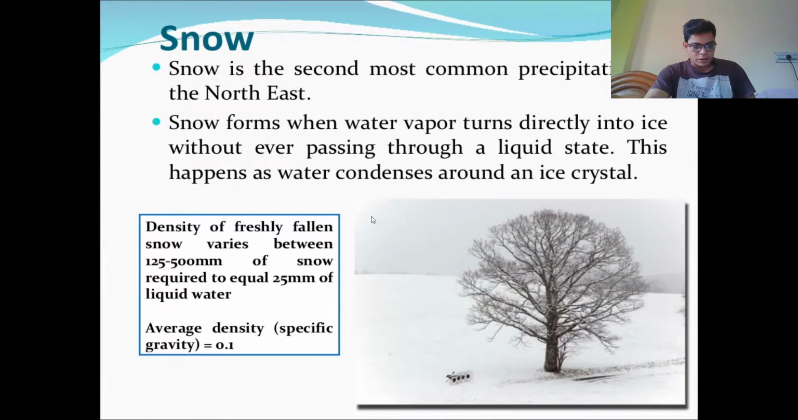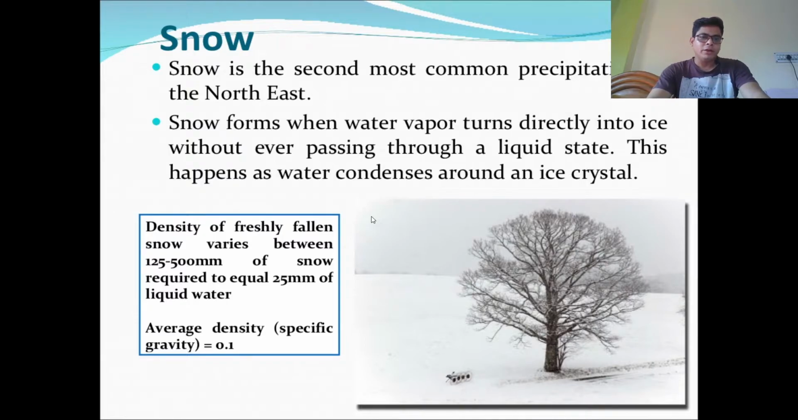Second type of precipitation is snow. Snow is the second most common precipitation, which can be seen in northeast India and mountain areas. Snow forms when vapor turns directly into ice without passing through the liquid state. This happens as water condenses into ice crystals.